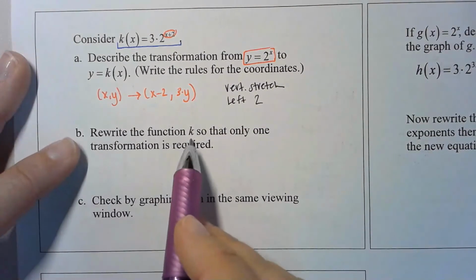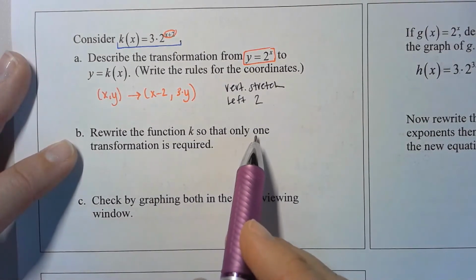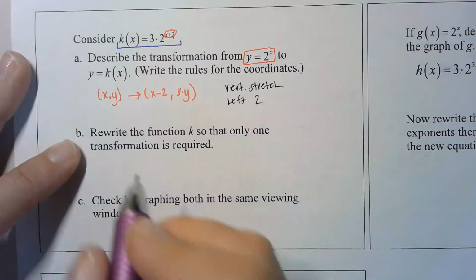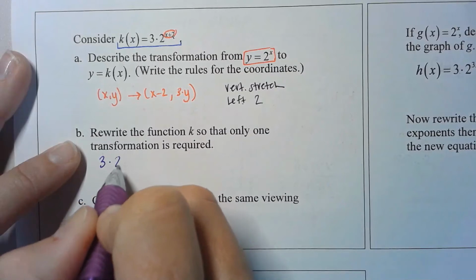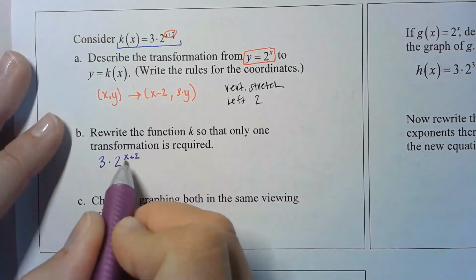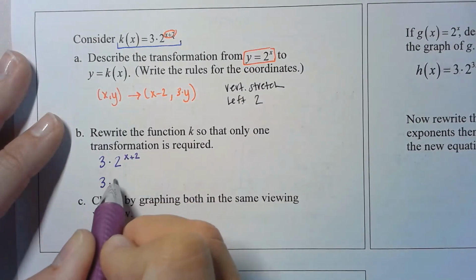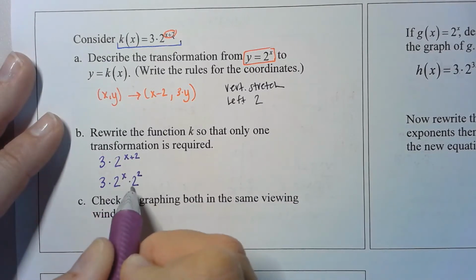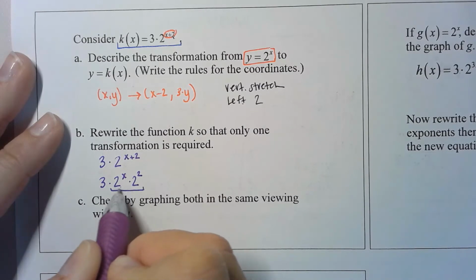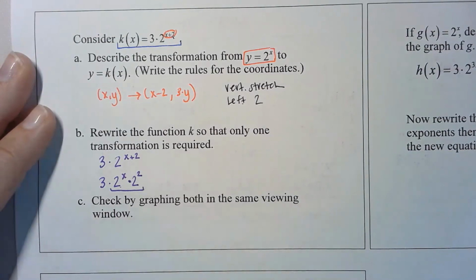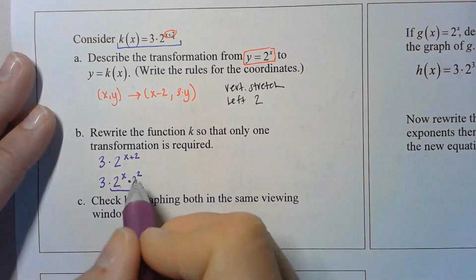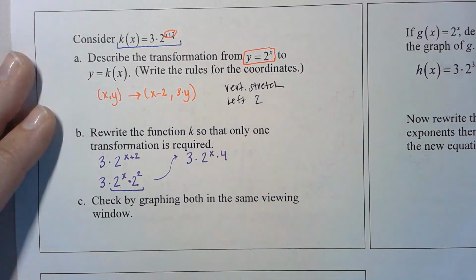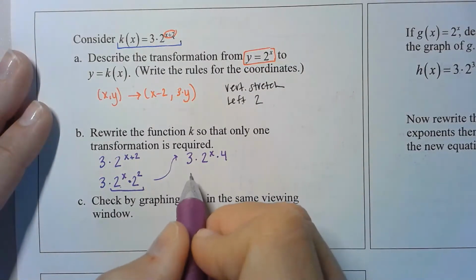Well, now it says rewrite function k so that you only need to do one transformation. Instead of doing 2 steps, can we clean this up? Well, let's take this. 3 times 2 to the x plus 2. Addition in my exponent means it used to be same base with multiplication. Well, I like that. So I have 3 times 2 to the x times 4. And 3 times 4 is 12.